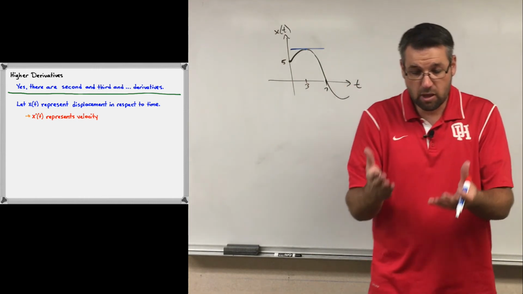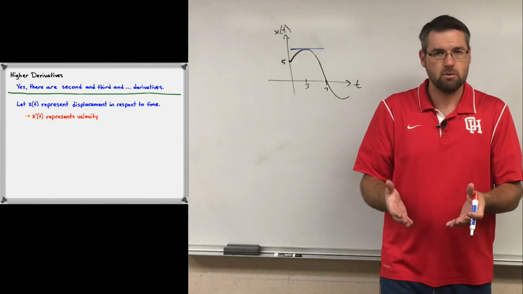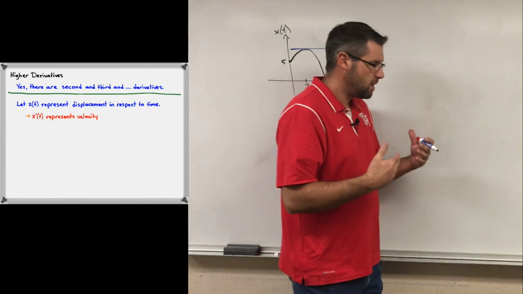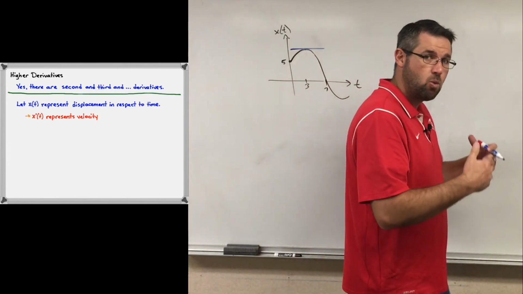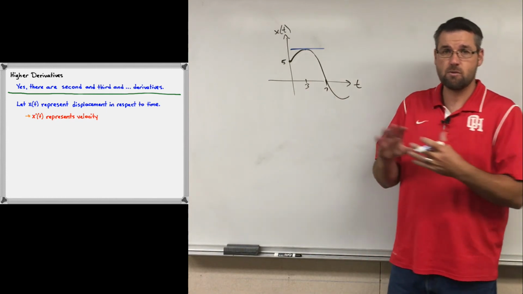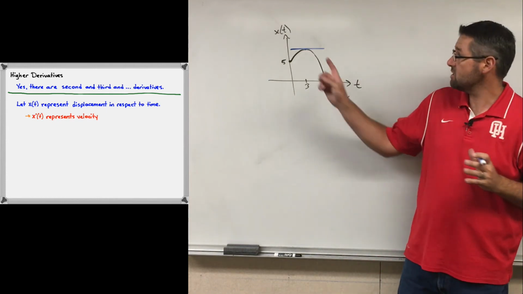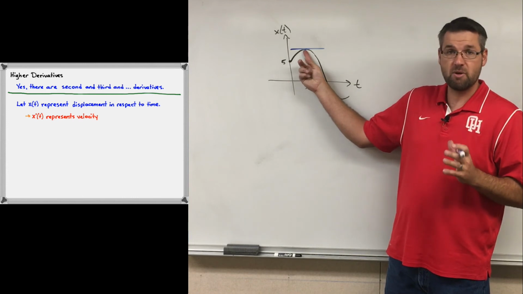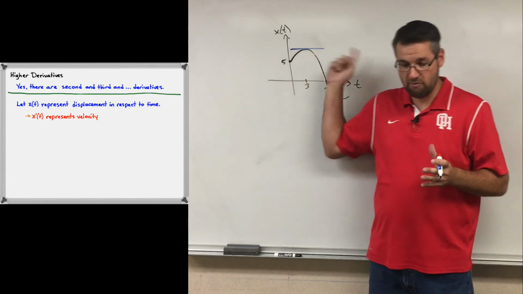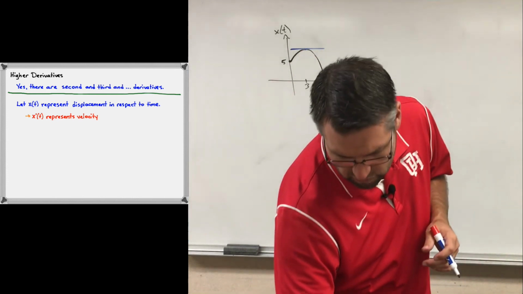which means the velocity is 0. So I'm walking along here, and then I get to this point in time where I stop and I turn around. When I stop, my velocity is 0. Okay? So my velocity is 0 because I have a horizontal tangent. So that's the application there.